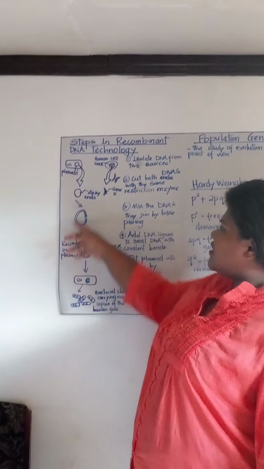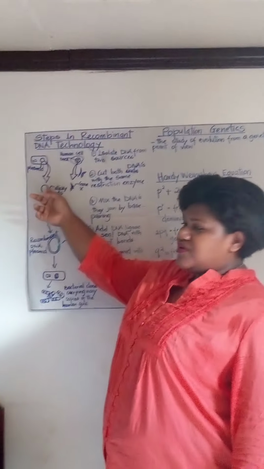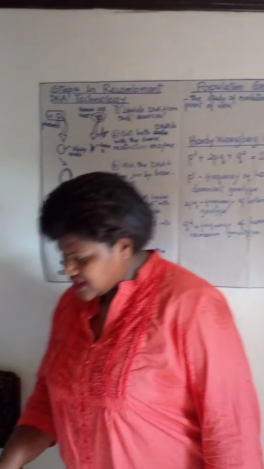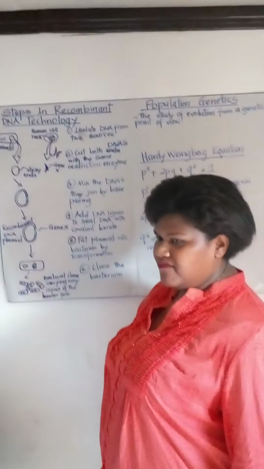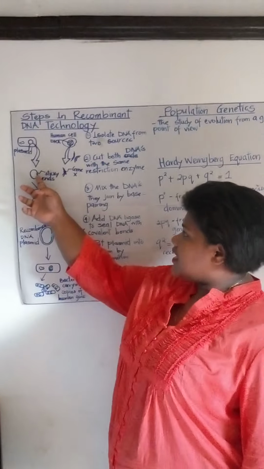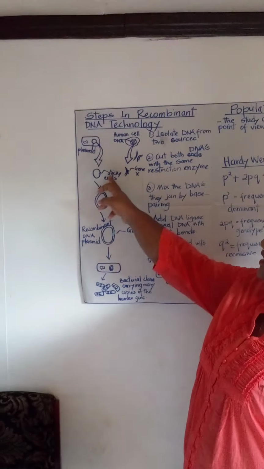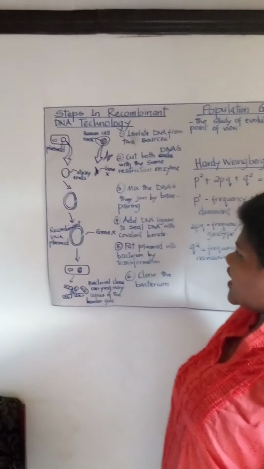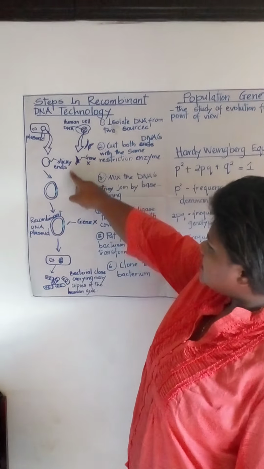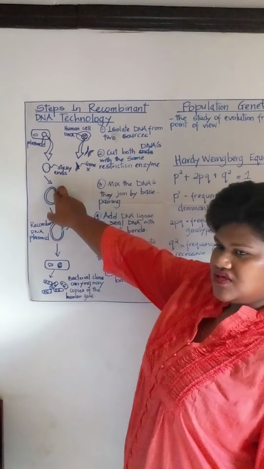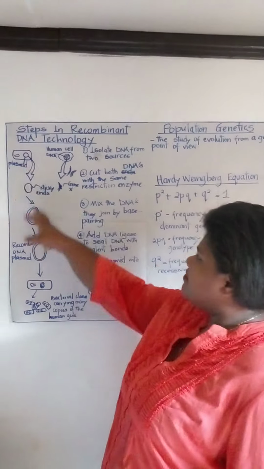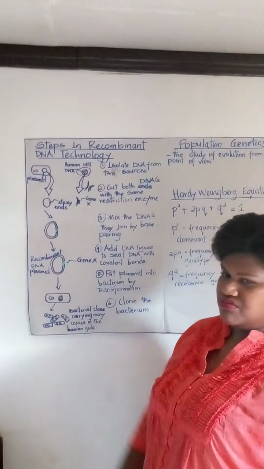Then this part, the one that's been cut, it has been cut by that enzyme, the restriction enzyme. They cut this end, and it's known as the sticky ends. Moving on, those sticky ends join with the plasmid. This is the plasmid.